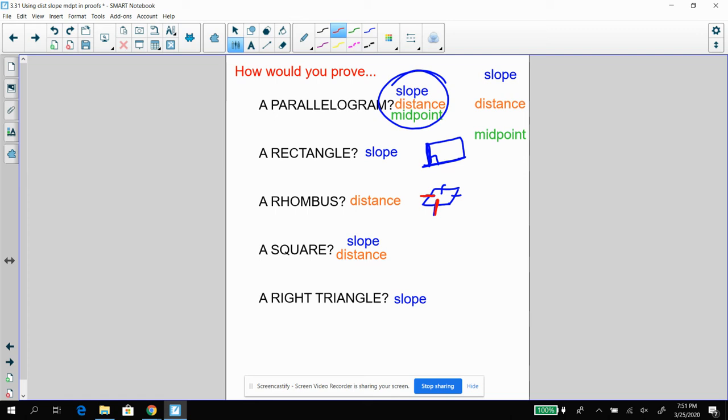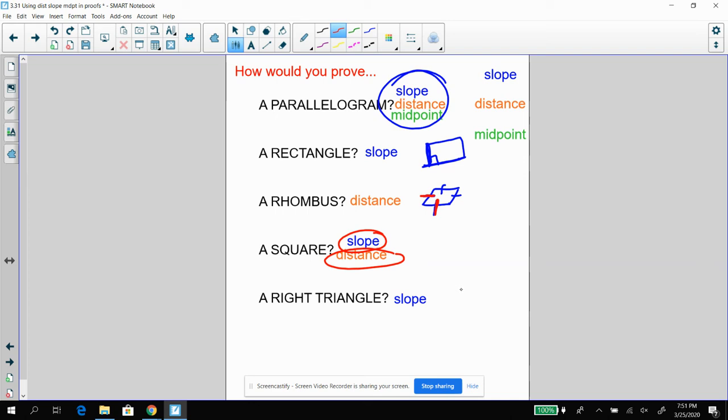A square, remember, a square is super special. A square is not only a parallelogram, but a square has, I'm sorry, all 4 sides that are congruent to each other. So that would be the distance formula there. And then we would also use the slope the same way we'd use it for a rectangle in order to prove that something's a rectangle. And then last but not least, proving that something is a right triangle.